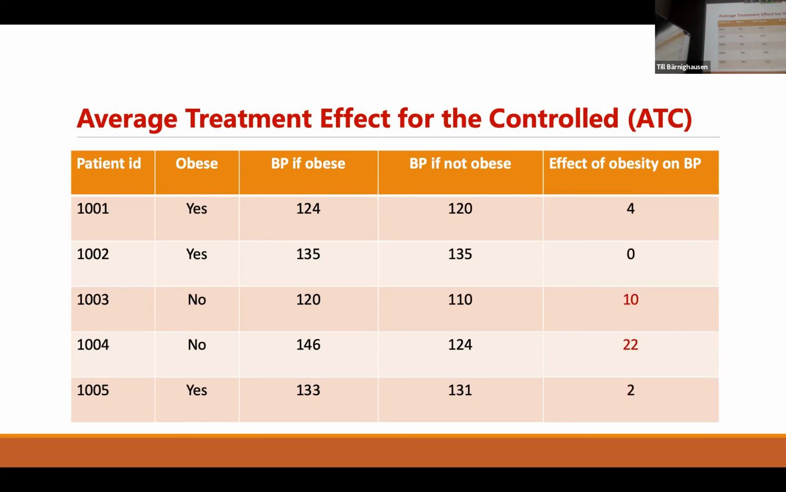And this is the average treatment effect for the controlled. We just calculate the average treatment effect for those people who are not obese, which is the third person and the fourth person. So the average treatment effect for the control equals 10 plus 22 divided by 2. So it's 16.